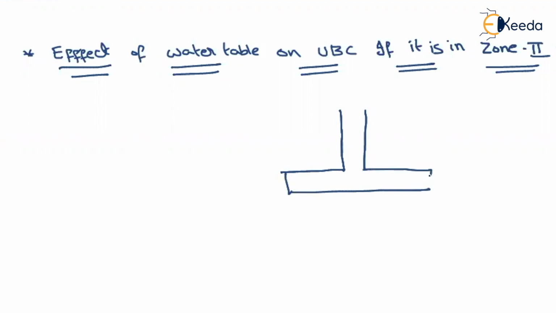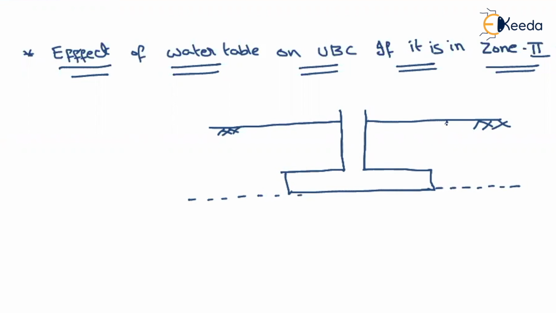Let us again consider the footing and let us assume that this is your ground surface. What is this level? This level is called the level of foundation. From here to here, we are considering it as the depth of the foundation. So if your water table is in this zone, which term is going to be affected? Gamma D into Nq. That means if your water table is here, your second term is going to be affected.